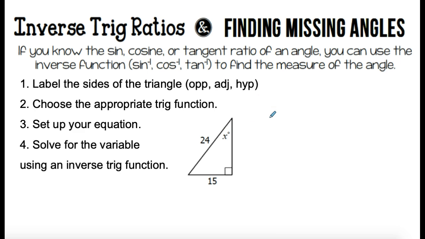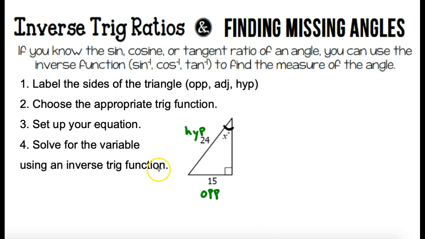Okay? The first thing that we want to do for a given something like this, where our angle is the unknown, we want to label the sides. So with respect to this angle that we want to find, this 15 would be the opposite side, because that's the side that's not part of this angle, it's not touching that angle. And the 24, since it's opposite the right angle, would be the hypotenuse.